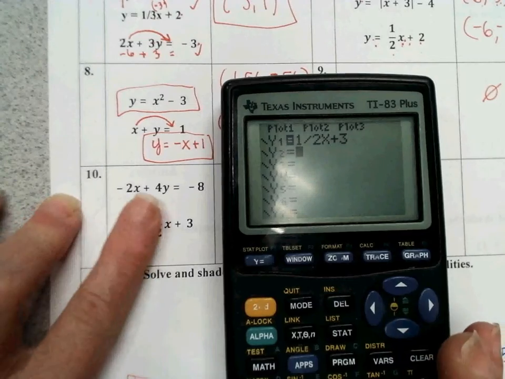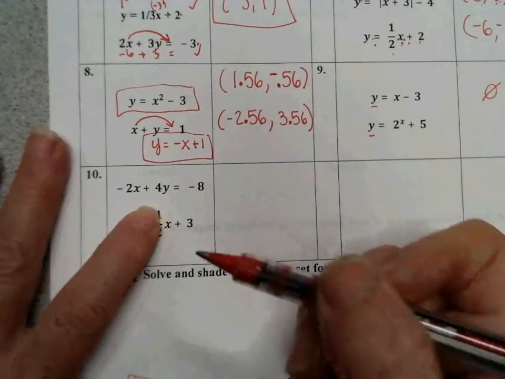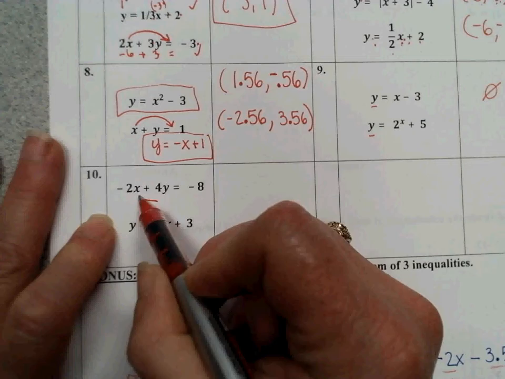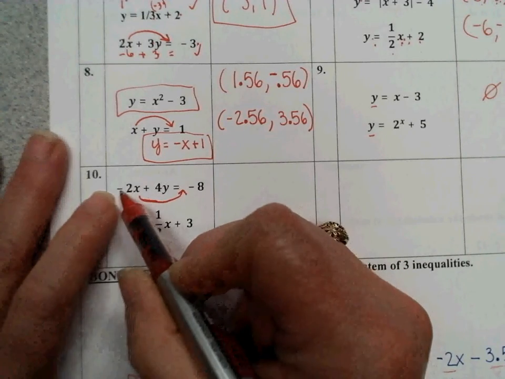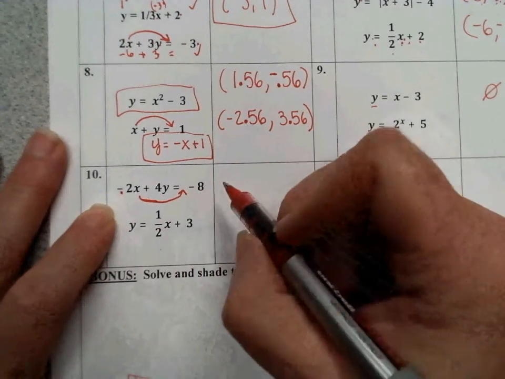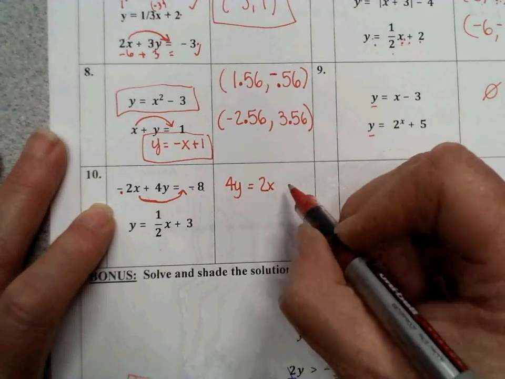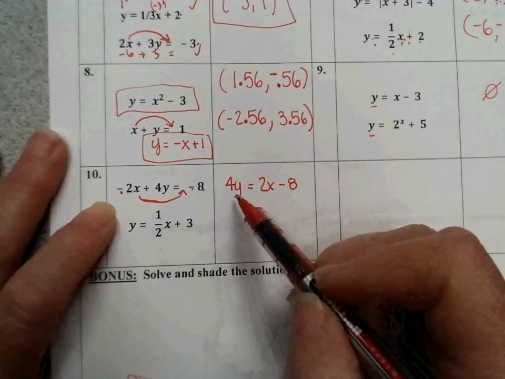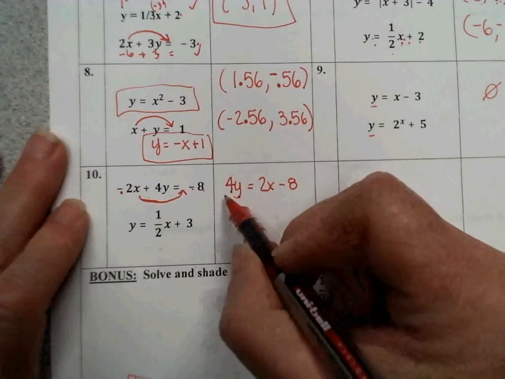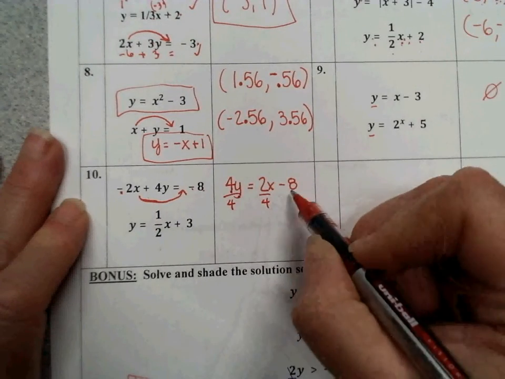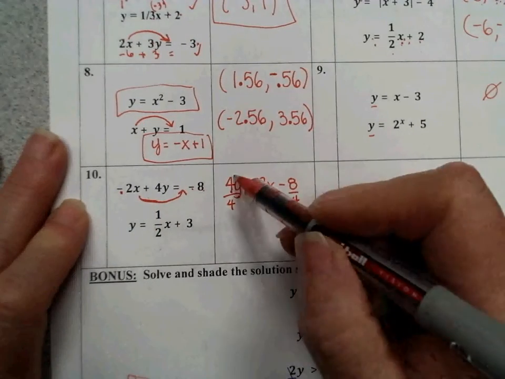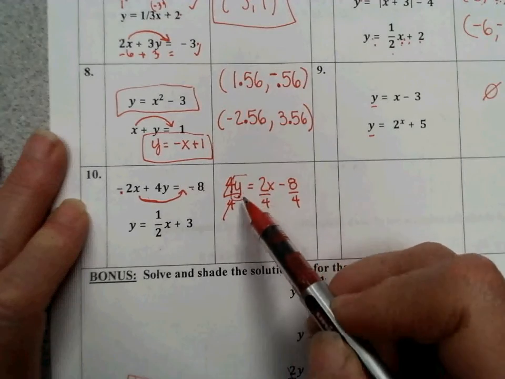My other equation I need to get ready to put into the calculator. I need to move this 2x to the other side. It's negative right now, so when I move it over, it will turn positive, and it'll join this negative 8. And to get the y by itself, this 4 is multiplying, so divide, divide, divide. These 4's cancel, so I have the y equals by itself.